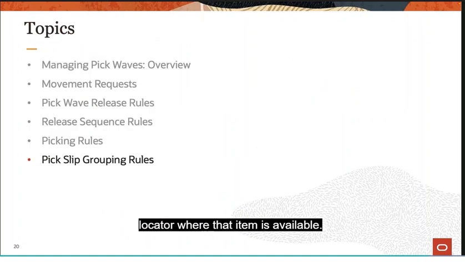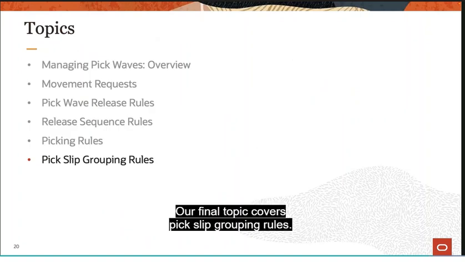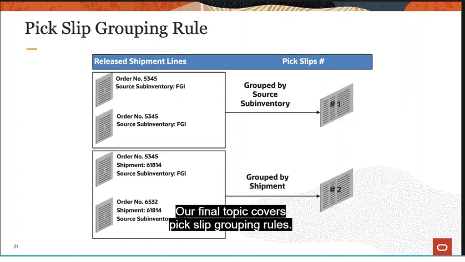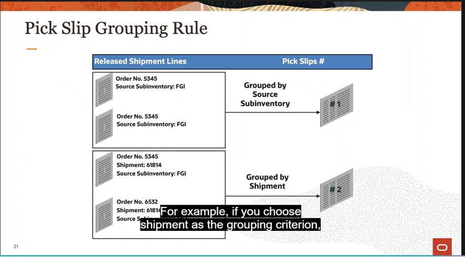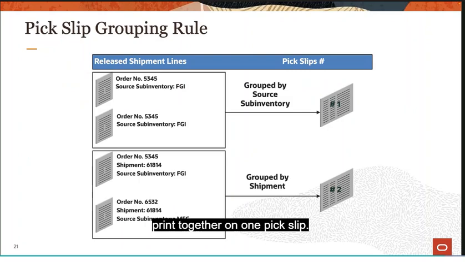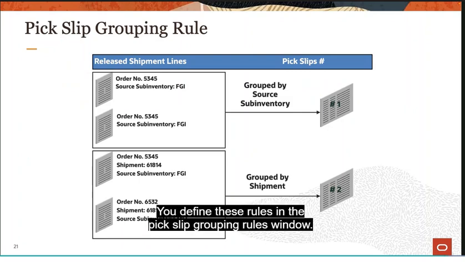Our final topic covers pick slip grouping rules. Pick slip grouping rules let you control how shipment lines are grouped onto a pick slip. For example, if you choose shipment as the grouping criterion, then all shipment lines for the same shipment print together on one pick slip. You define these rules in the pick slip grouping rules window.